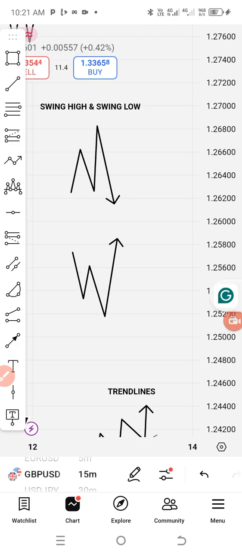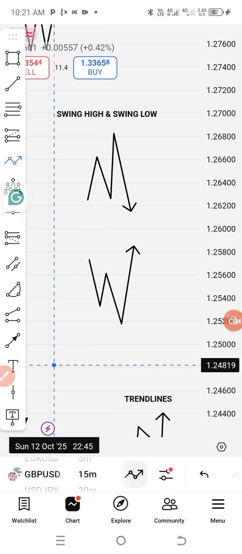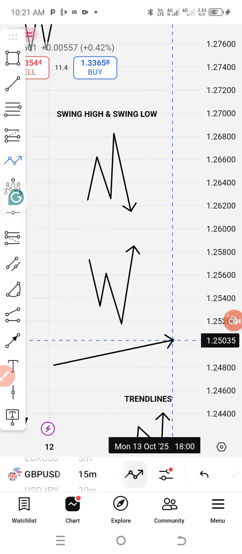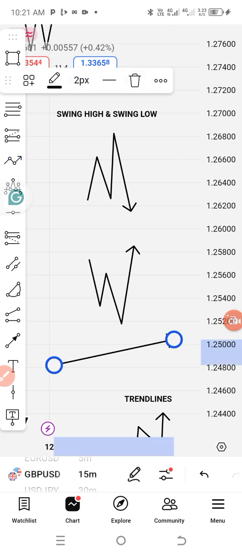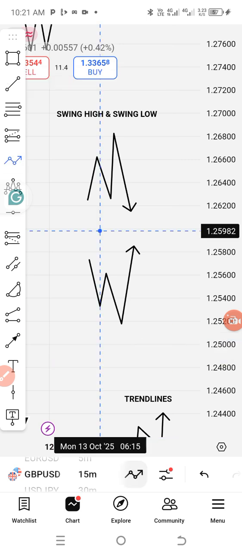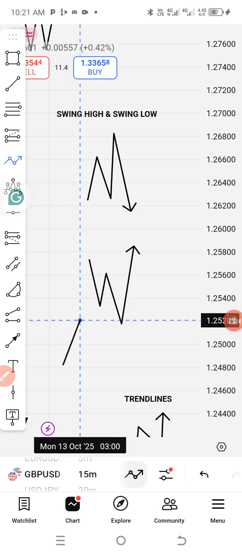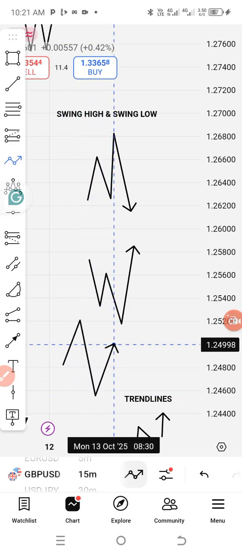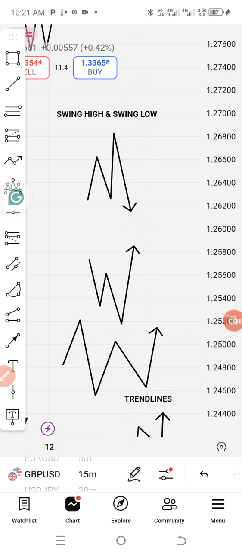Another place where you can find liquidity is swing highs and swing lows. You know that the market is not always moving in a straight line like this, but instead the market moves in a zigzag direction. So every swing move has liquidity there. The market moves like this, like this, like this. Do you get that now? At this level, there is liquidity.